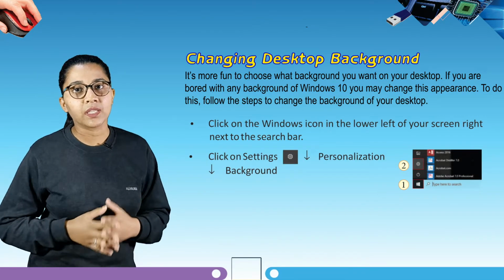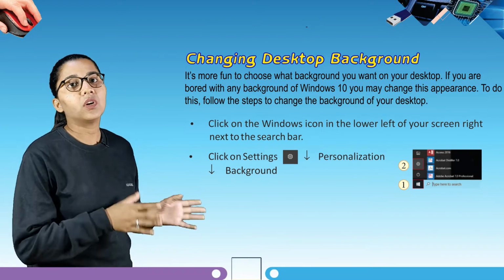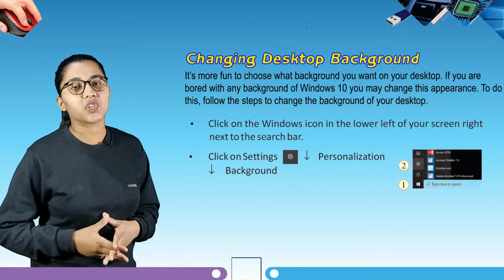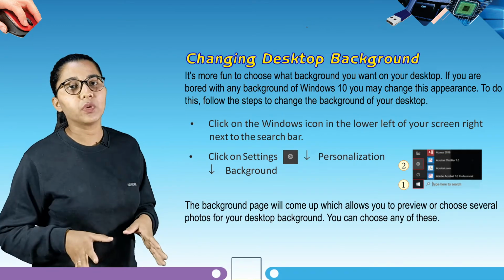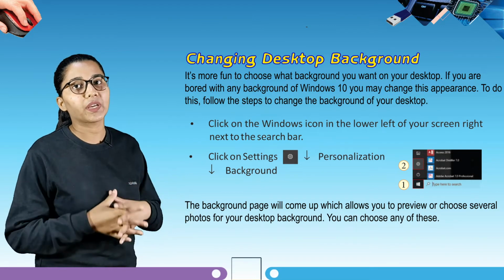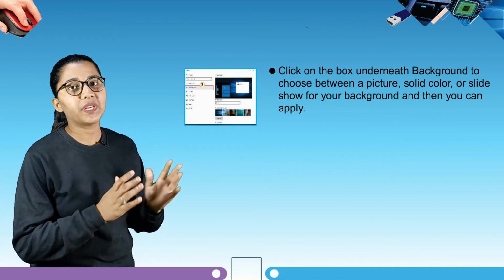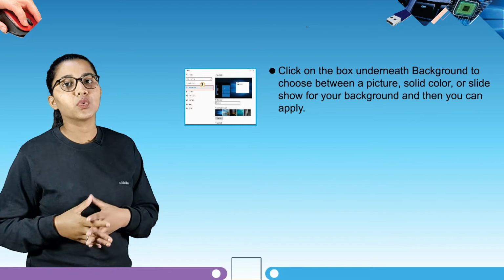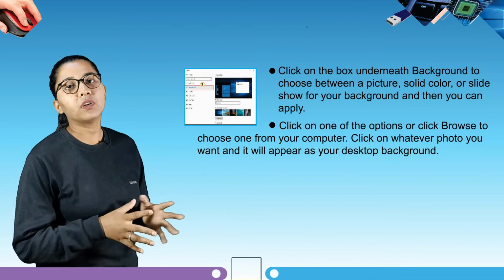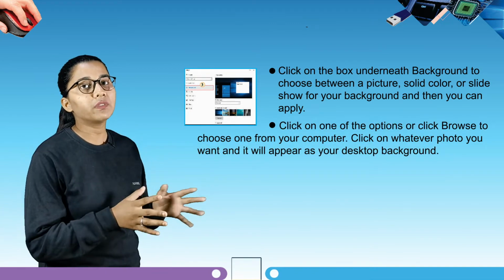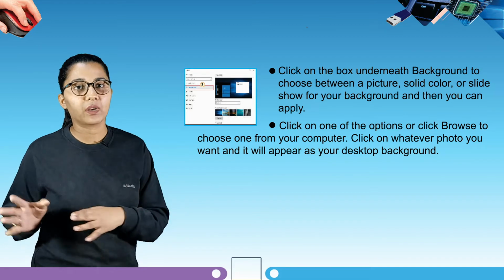Click on the Windows icon in the lower left of your screen, right next to the search bar. Now click on Settings, then Personalization, then Background. Now the background page will come up, which allows you to preview or choose from several photos for your desktop background. You can choose any of these. Click on the box underneath Background to choose between a picture, solid color or slideshow for your background, and then you can apply. Now click on one of the options or click Browse to choose one from your computer. Click on whatever photo you want and it will appear as your desktop background.